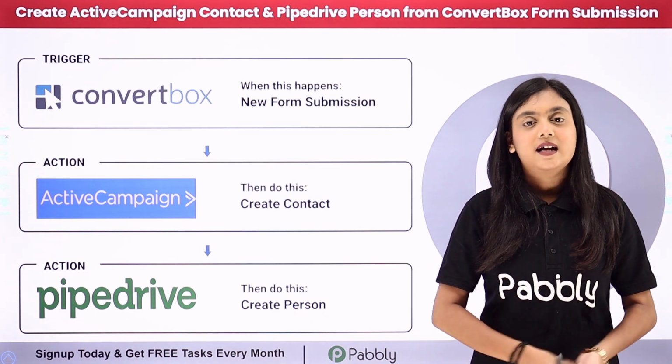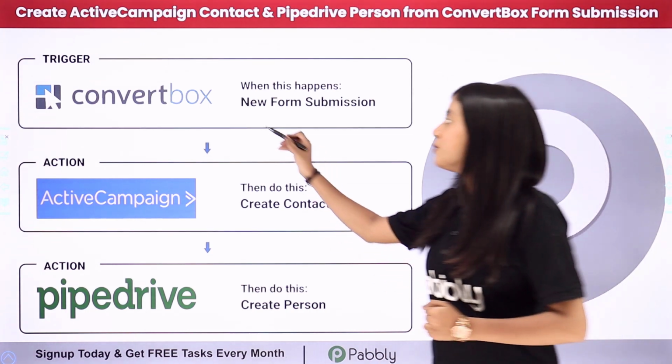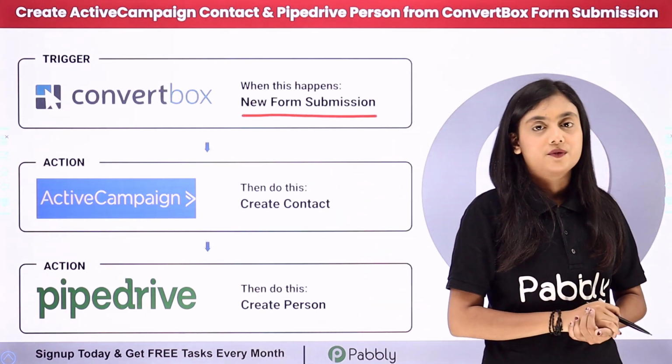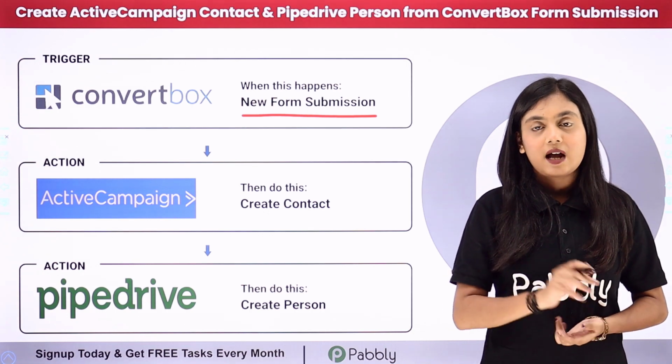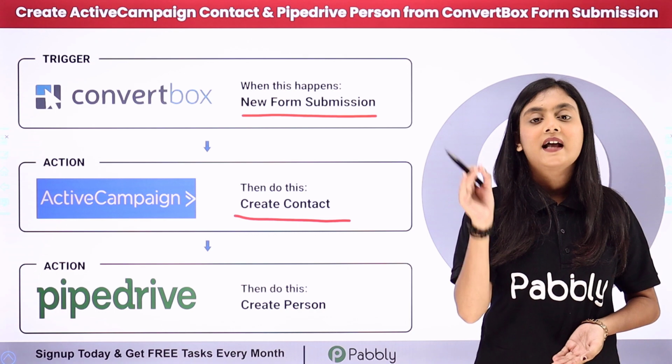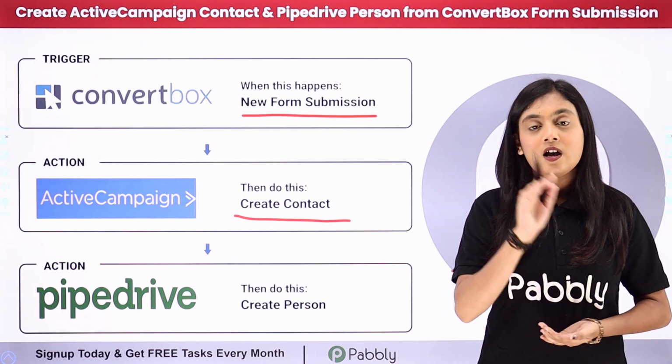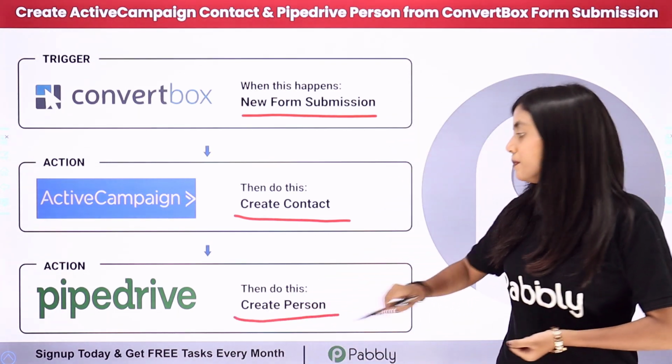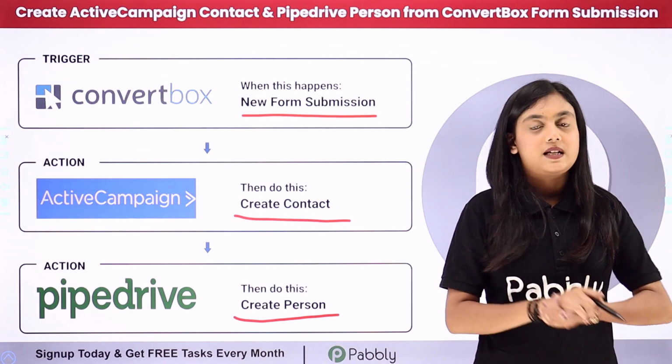So my objective is that as soon as any of my new customers do a new form submission with the help of ConvertBox, automatically first I want to create the same contact of that customer in my ActiveCampaign account, and as soon as the contact is created, automatically I also want to create a new person in my Pipedrive account of that same customer.